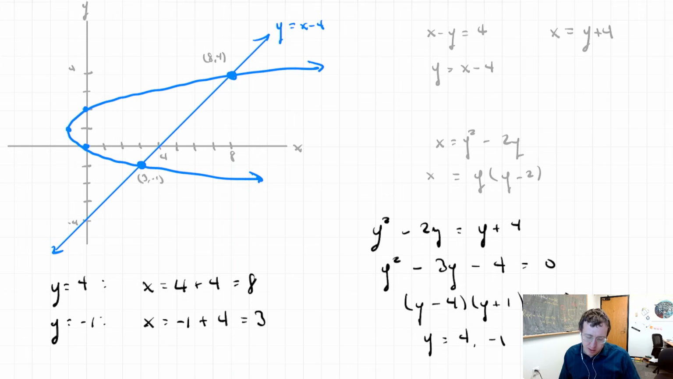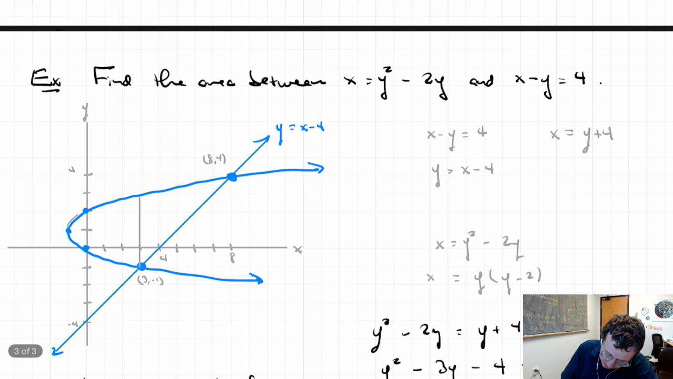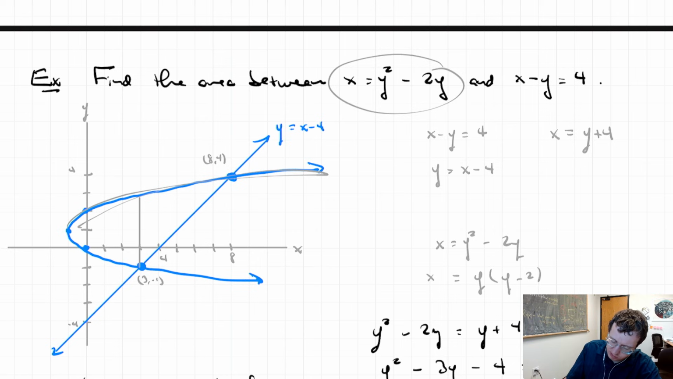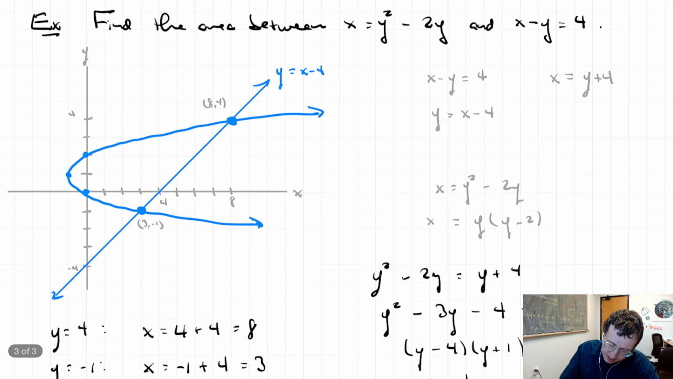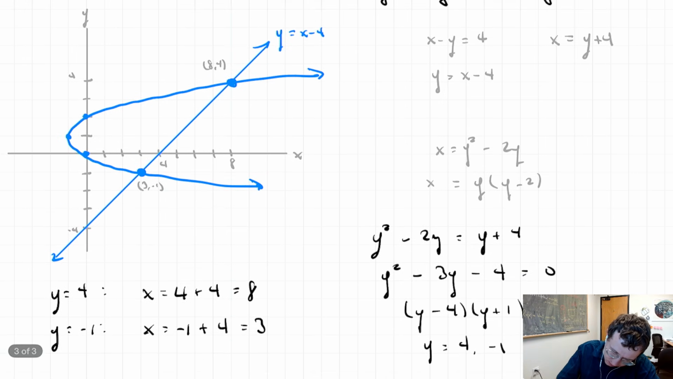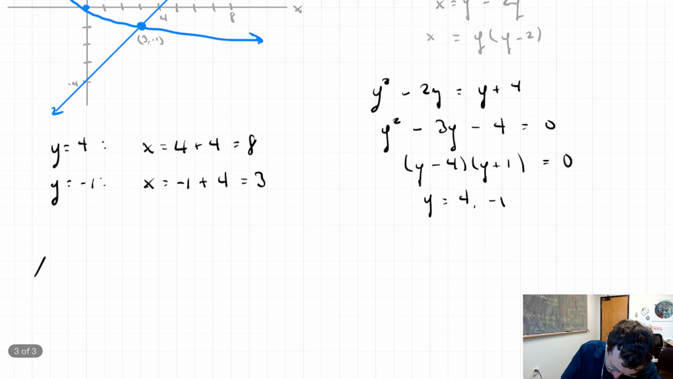Now, what's challenging about this problem, again, is that the easiest way is going to be to integrate with respect to y. If you want to integrate with respect to x, you can, but you need to split it into two regions. And to express this as a function of y, you're going to need to solve this equation for y, which is going to be a little bit challenging. But the easier way is to integrate with respect to x. Sorry, integrate with respect to y.